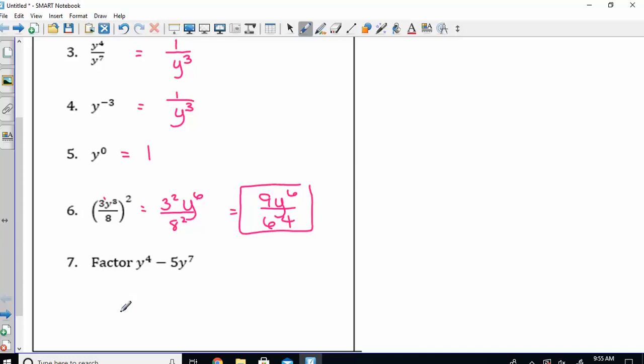All right, the last one. We were doing factoring before our last quiz. When I asked you to factor, what's the first step to factoring always? Greatest common factor. So when I'm looking at these, how do I decide what my greatest common factor is? The lowest exponent. Lowest exponent. So that would be y to the 4th.